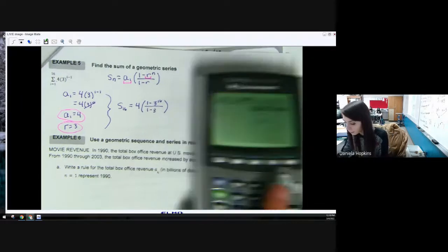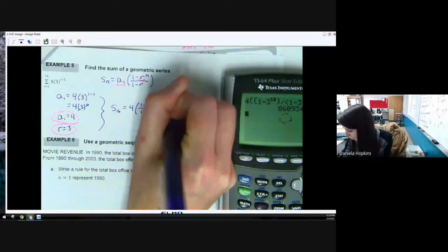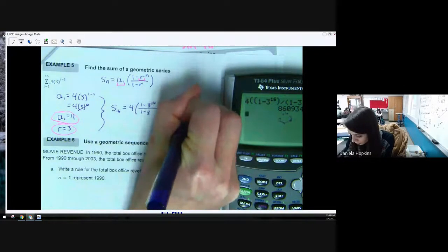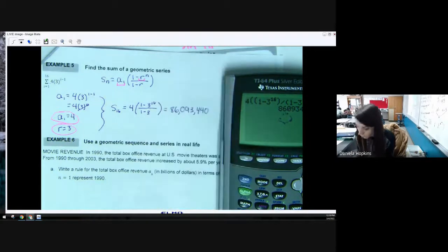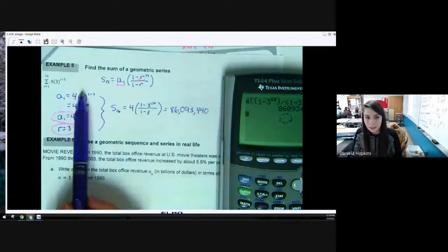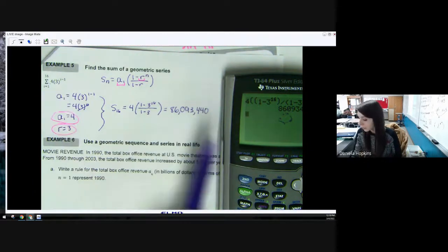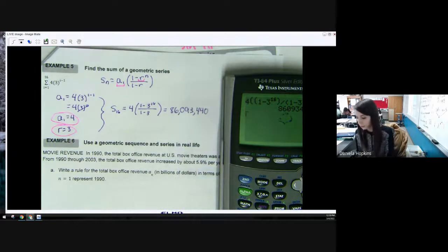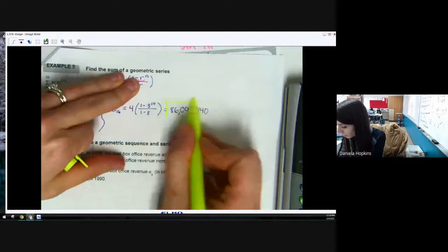And as expected, this gives us a huge number. It gives us 86,093,440. So the first 16 terms in this sequence added together gives us 86,093,440. Questions about this formula?